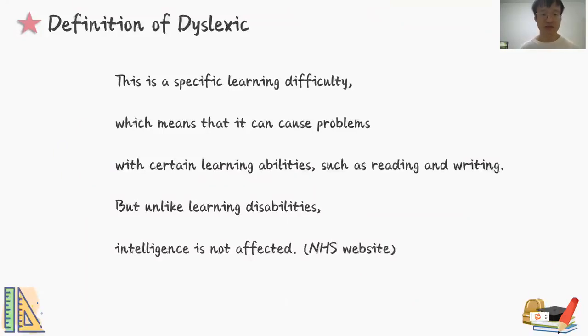This is a specific learning difficulty, which means that it can cause problems with learning abilities such as reading and writing, as defined on the National Health Service website. But unlike a learning disability, intelligence is not affected.